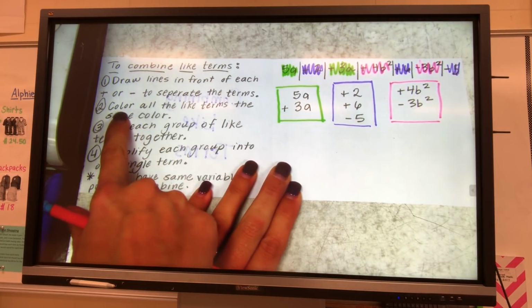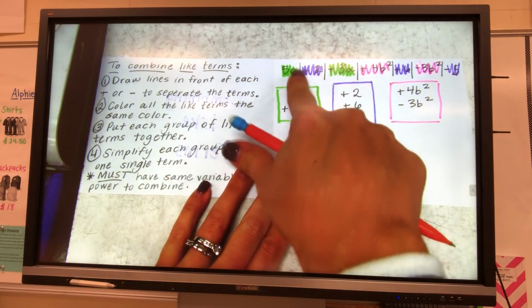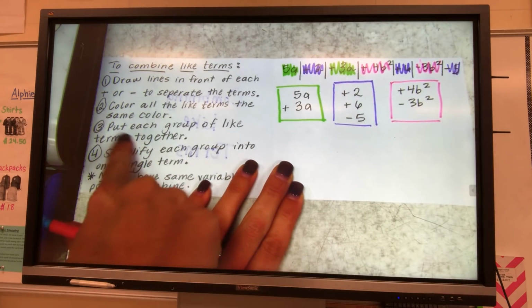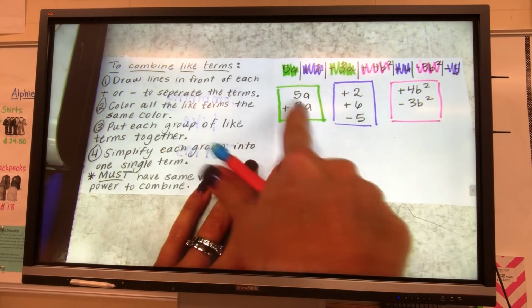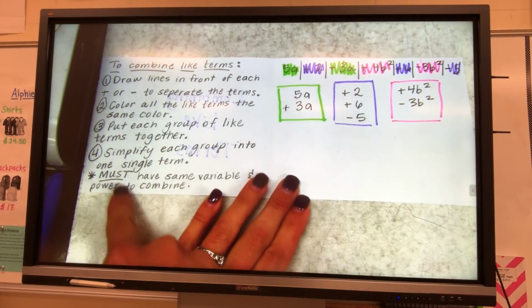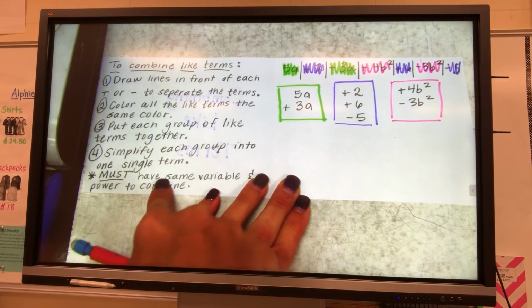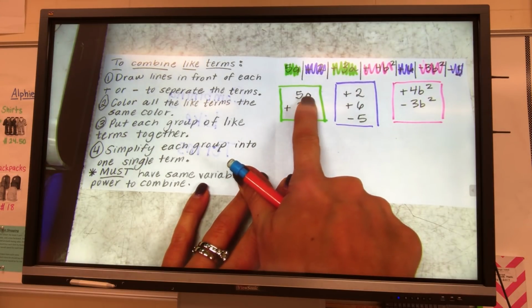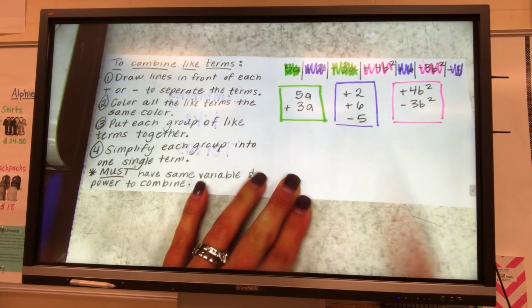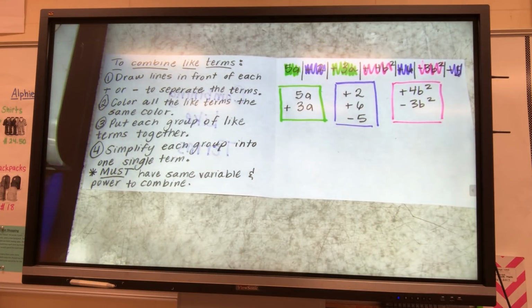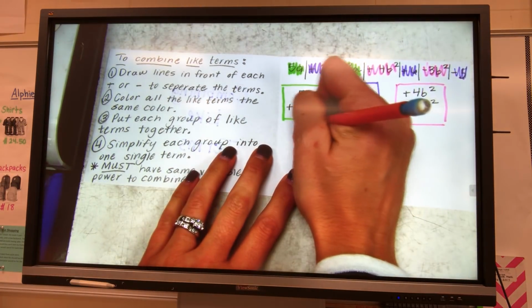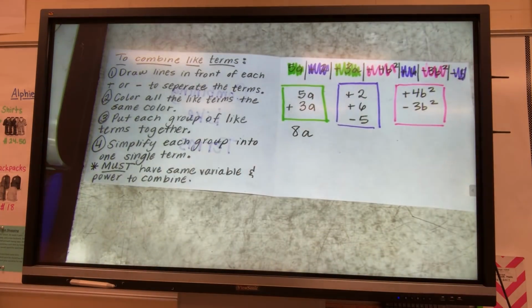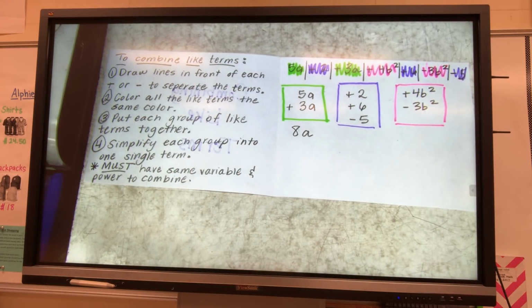So I did number 2, color all the like terms the same color. We did that. Put each group of the like terms together. We did that. Now number 4 says simplify each group into one single term. So here's my first group. 5a plus 3a. So think about it. 5 apples plus 3 apples is going to give us 8 apples. So I would have 8a.